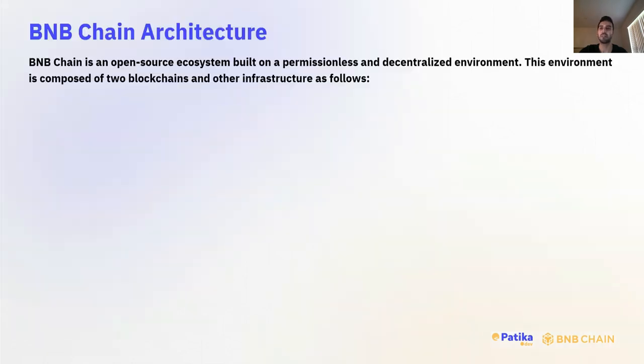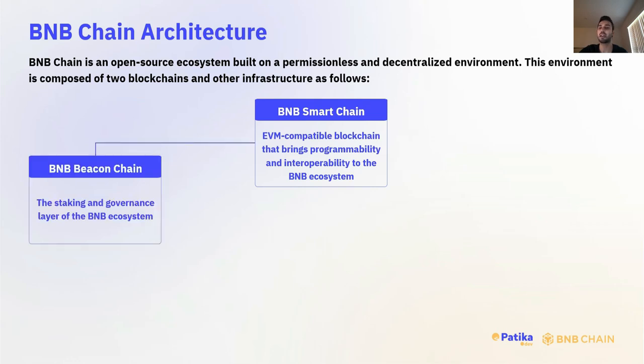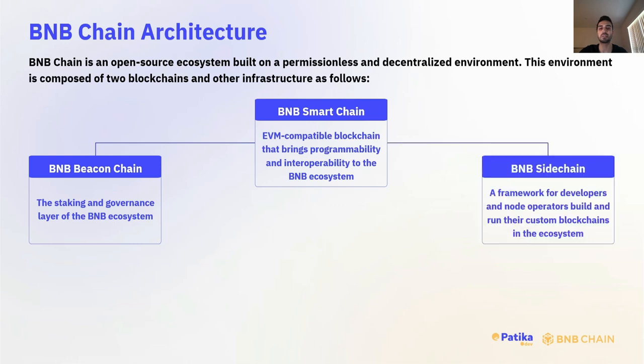BNB Chain architecture. BNB is an open source ecosystem built on a permissionless and decentralized environment. This environment is composed of two blockchains and other infrastructure as follows. BNB Smart Chain, an EVM-compatible blockchain that brings programmability and interoperability to the BNB ecosystem. BNB Beacon Chain, the staking and governance layer of the BNB ecosystem. BNB Sidechain, a framework for developers and node operators to build and run their custom blockchains in the ecosystem.